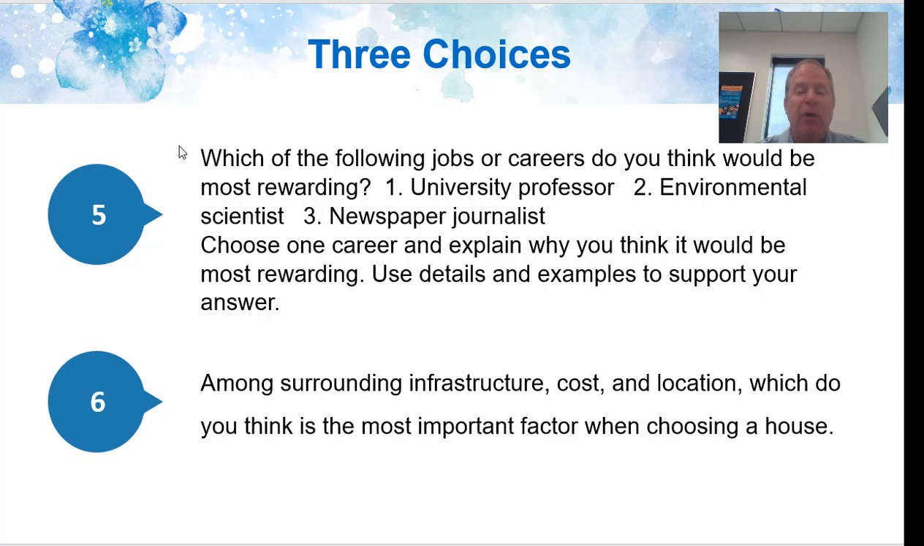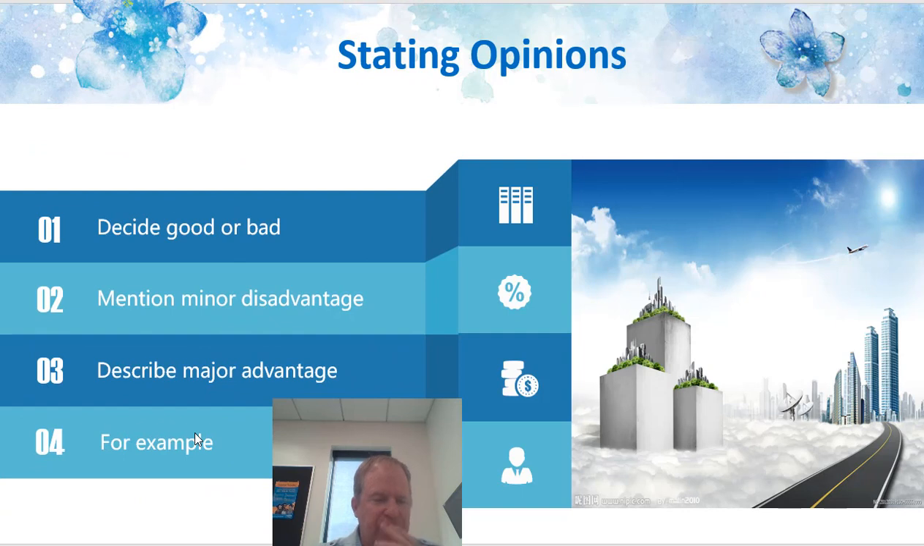6. Among surrounding infrastructure, cost and location, which do you think is the most important factor when choosing a house? The last kind of question in task 1 is asking you to state your opinion about the advantage or disadvantage or the difference between 2 things. For the advantage or disadvantage, you will need to first state your opinion, which you decide good or bad. Then you can mention a minor disadvantage by beginning your sentence with although blah blah blah. You can also skip the although and directly state the advantages and give 2 examples.